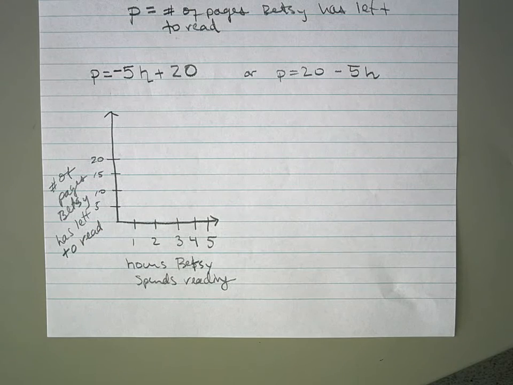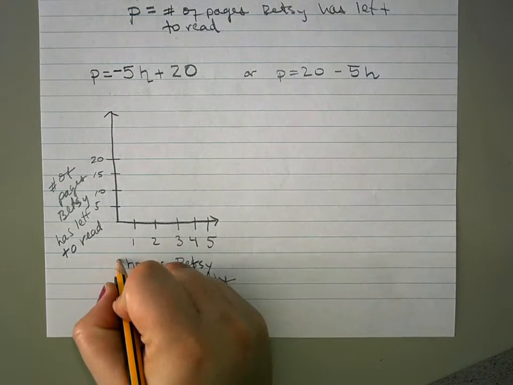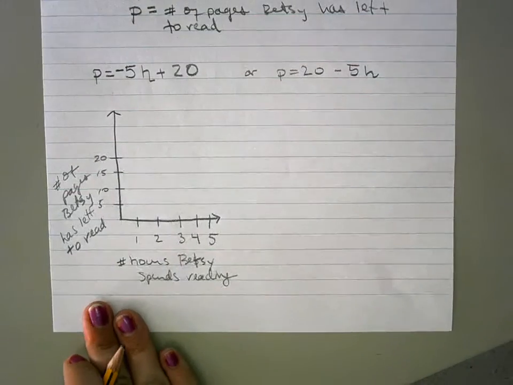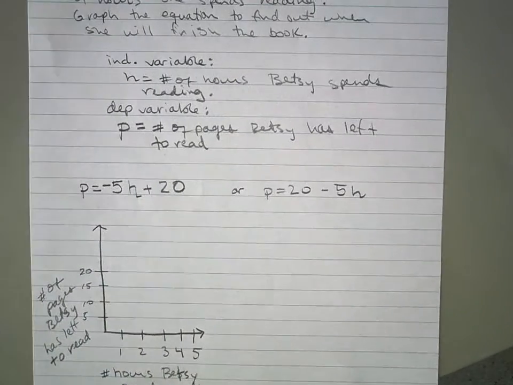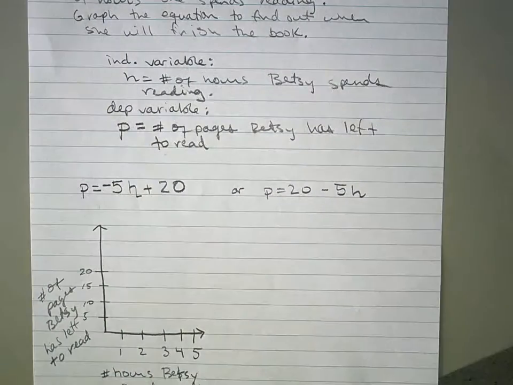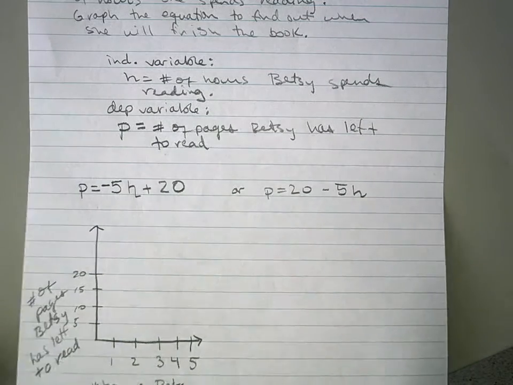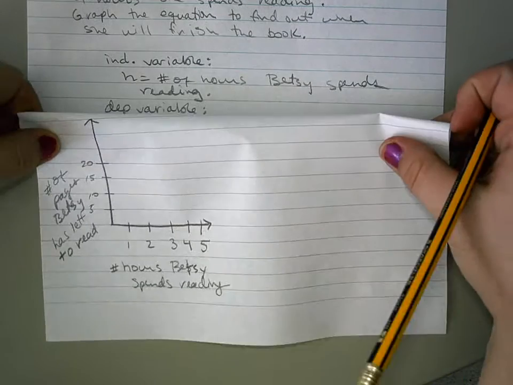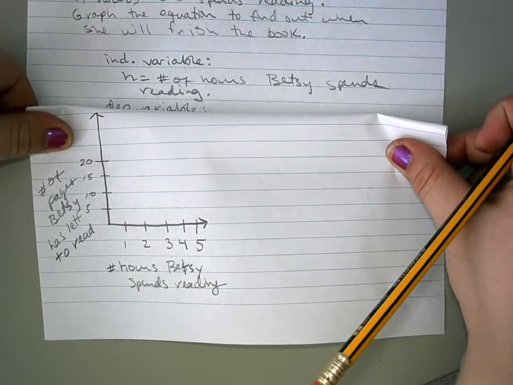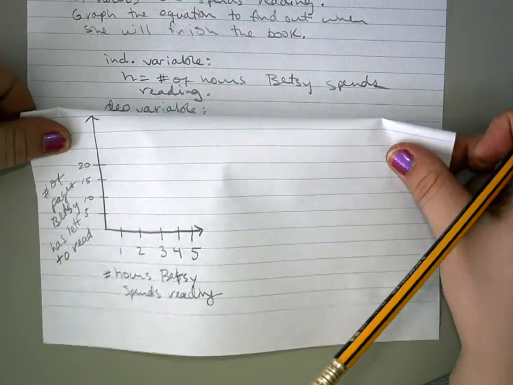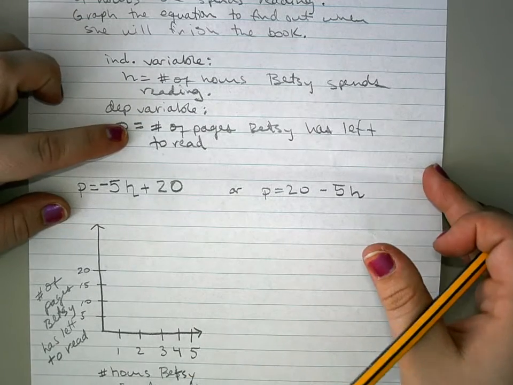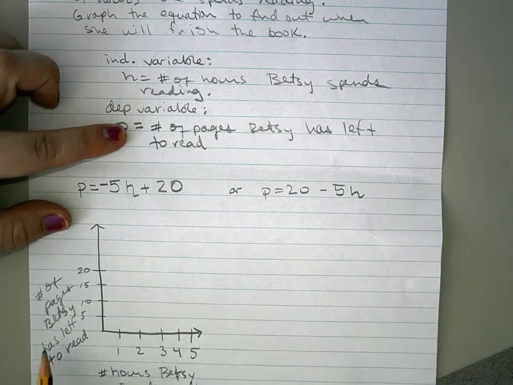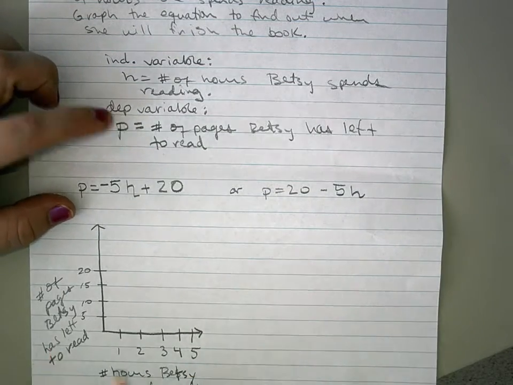It's very important to label your axes exactly as you have written the definition of your independent and dependent variables. So let's just make sure I did this. Your independent variable is number of hours that Betsy spends reading, number of hours spent reading. And dependent variable, number of pages that Betsy has left to read.